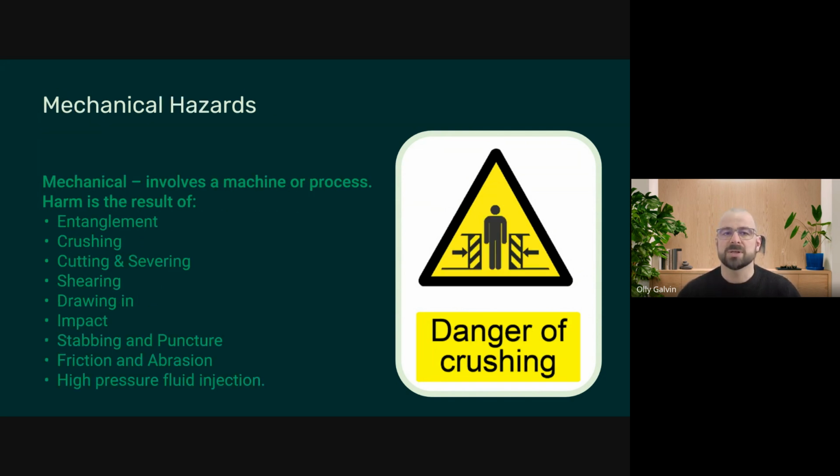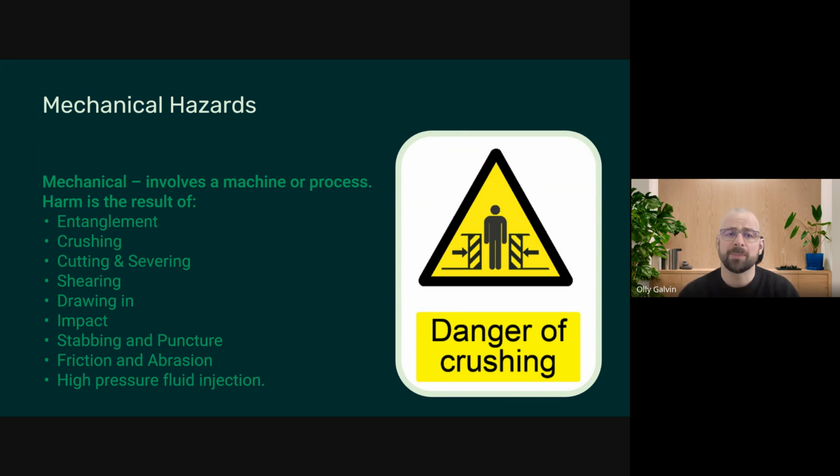So mechanical hazards involve a machine or a process. There's a few different ways that they can cause harm. Entanglement, which is where an item of clothing, a scarf, or your hair or something will become tangled up in a moving part of the machinery, either ripping that hair out of the scalp or bringing one of your body parts into contact with the machine.